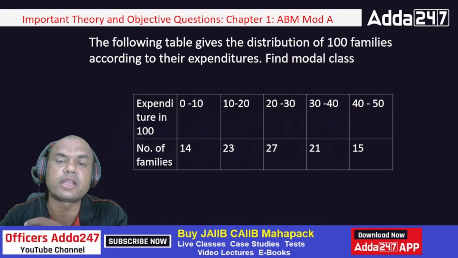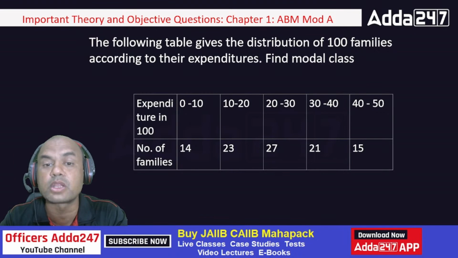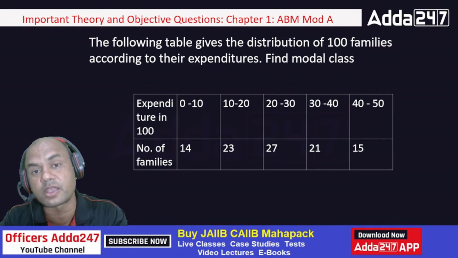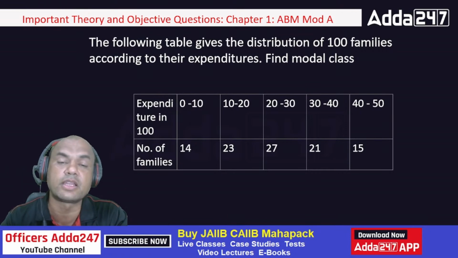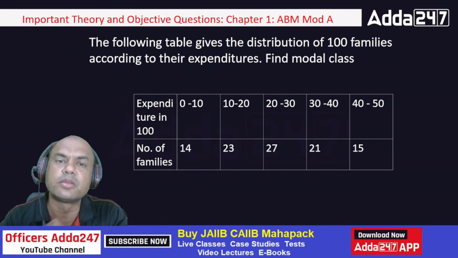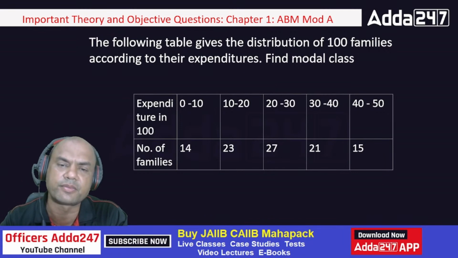Okay. The following table gives the distribution of 100 families according to their expenditures. Find the modal class. What is the modal class? Mode, I am asking many times. I have asked 2 questions on mode because the mode question comes in the exam. It's simple but difficult to understand. Once you understand it, it's simple.